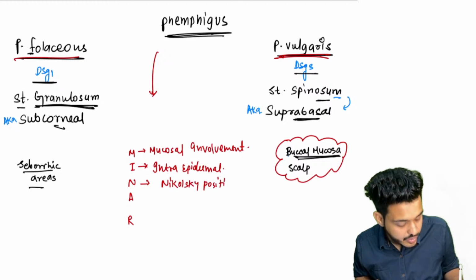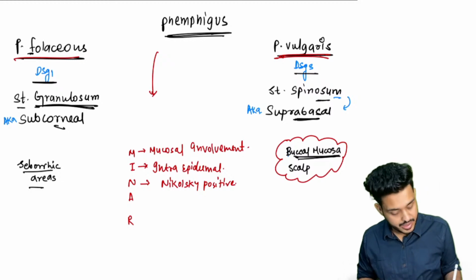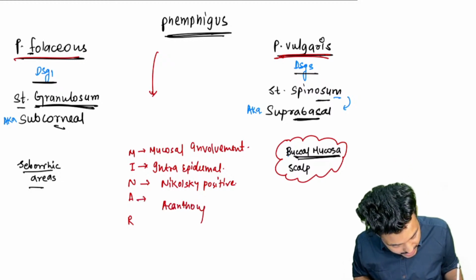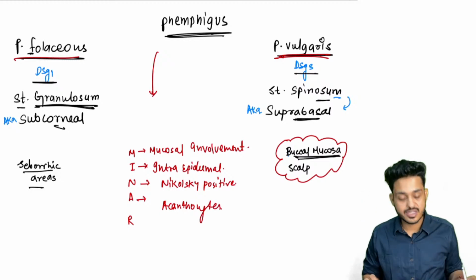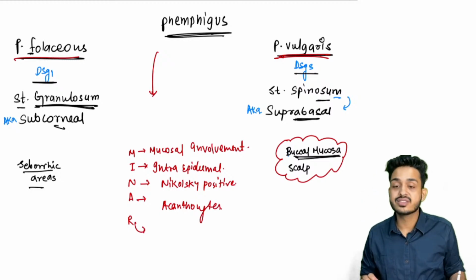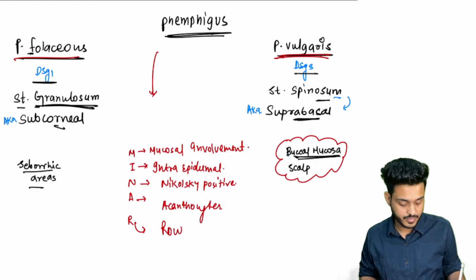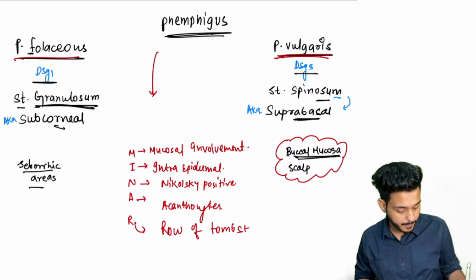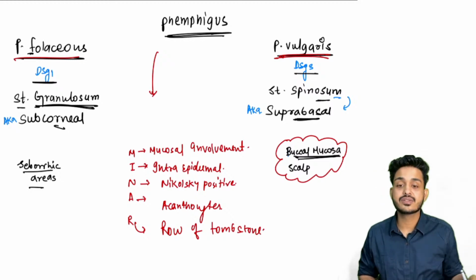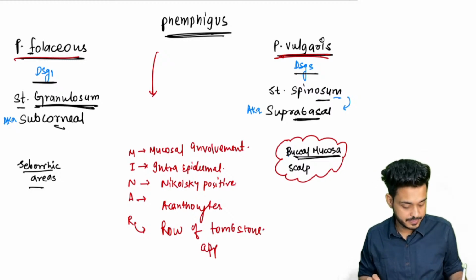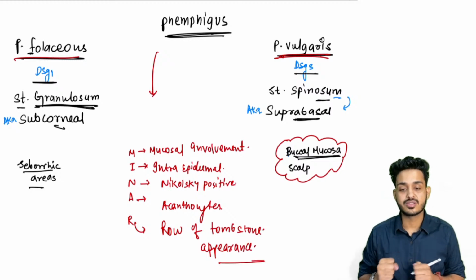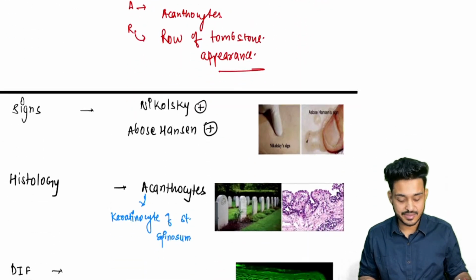I will be telling you what the meaning of Nikolsky is. They are having acanthocytes. What will you find here? Acanthocytes, and there you can see a row of tombstone appearance. So these are the things that are positive for the pemphigus group of disorders.